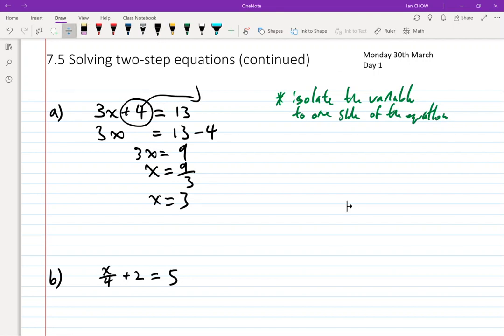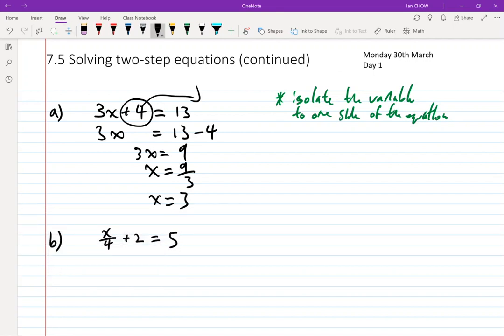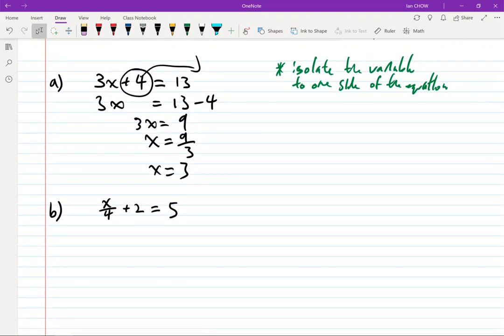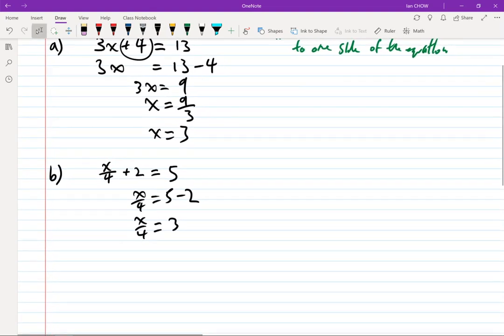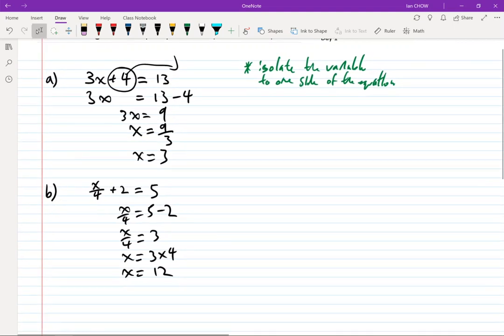Let's move on to the next one, which is x over 4 plus 2 is equal to 5. We want to get rid of the 2, and so x over 4 is equal to 5 minus 2, since plus 2 moved to the other side is minus 2. And so x over 4 is equal to 3. Then we want to move the 4 to the other side by multiplying both sides by 4, because x is divided by 4. And so x is equal to 3 times 4, so x is equal to 12. So that's what we talked about last lesson.